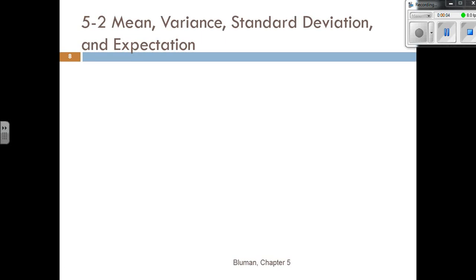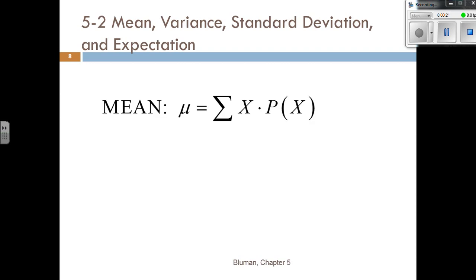Okay, this is section 2. So this is the mean, variance, standard deviation, and mathematical expectation of these probability distributions that we looked at last section. So the mean is found simply by taking all of your x's times the probability of those x's.